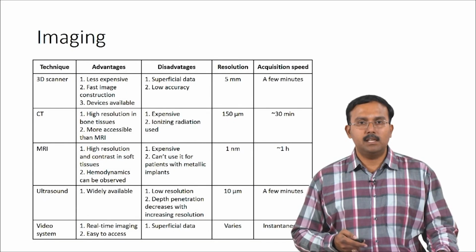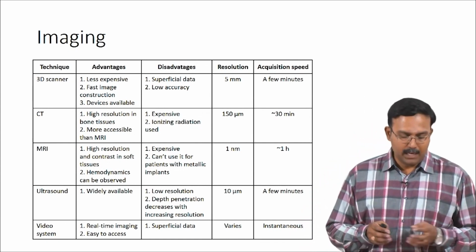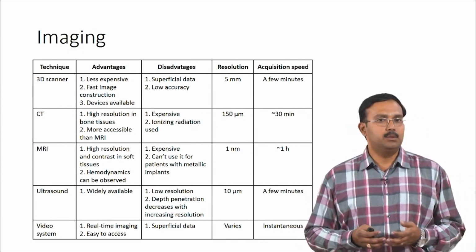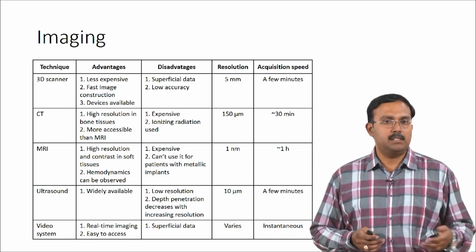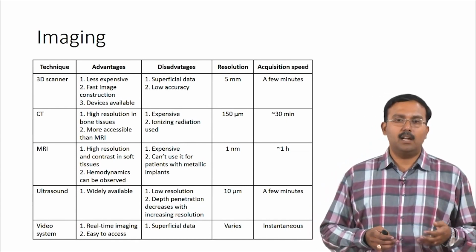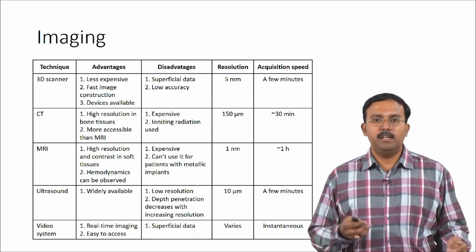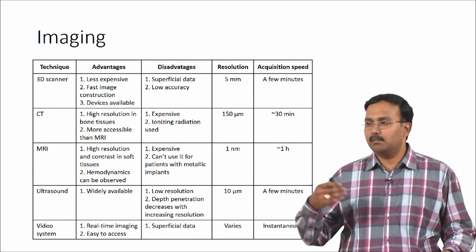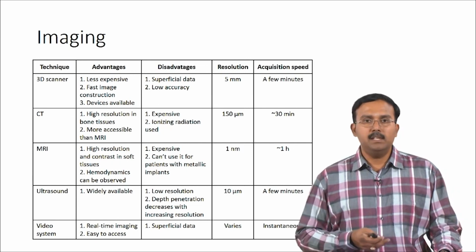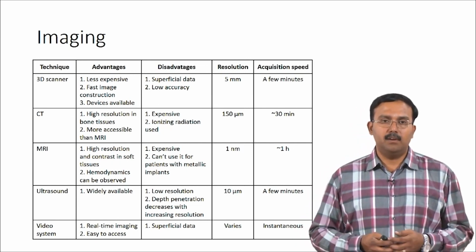So, first thing is imaging. So, there are different ways you can image a tissue. So, we can use CT scan, MRI, ultrasounds, X-rays for bone tissues and so on, and simple video systems can also be used, and then you can process these things. All of these have their own advantages and disadvantages.